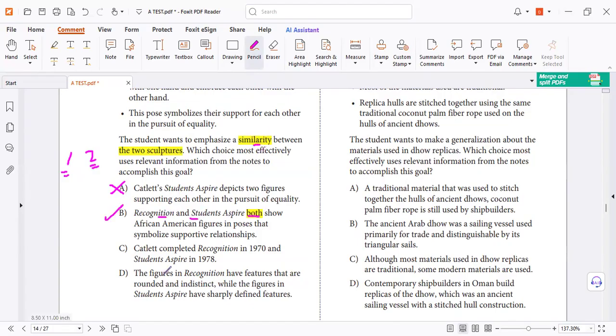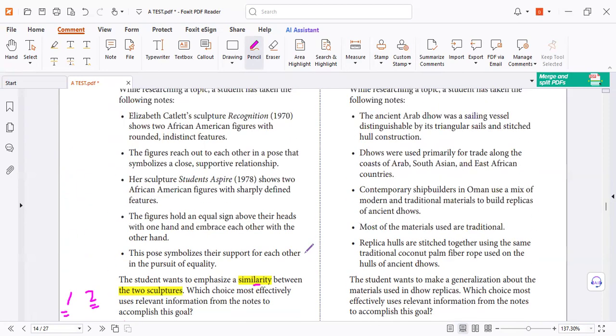Could be B. Here he mentioned cattle, completed recognition and the similarity. Wrong. Look here, we have comparison, not similarity. Yeah. Contrast, so wrong. So just like we focus on the expressions of the contrast for transition words in our game.